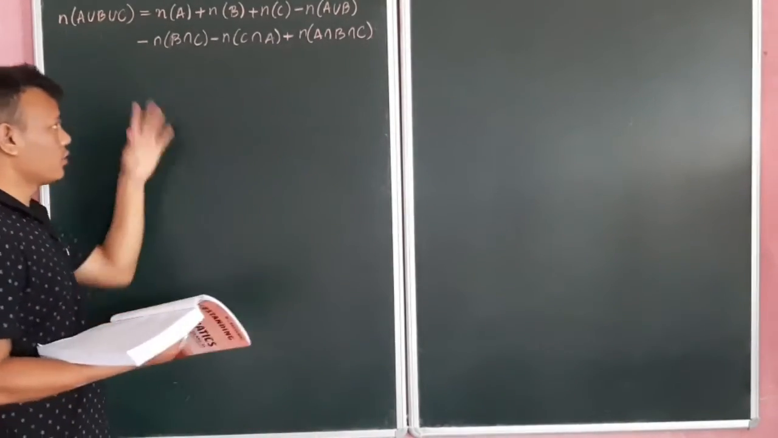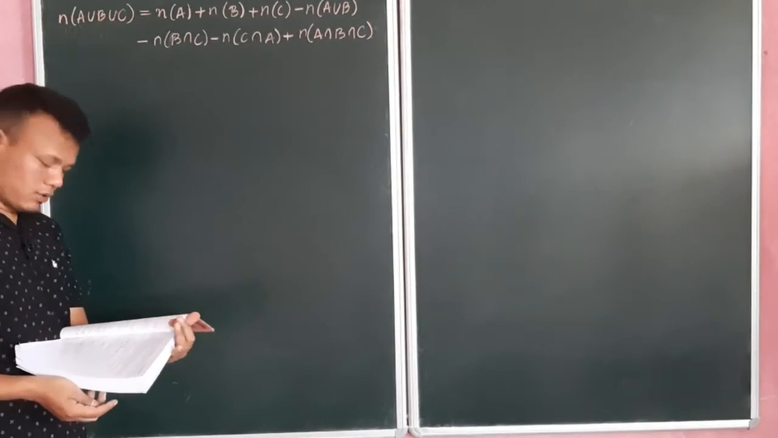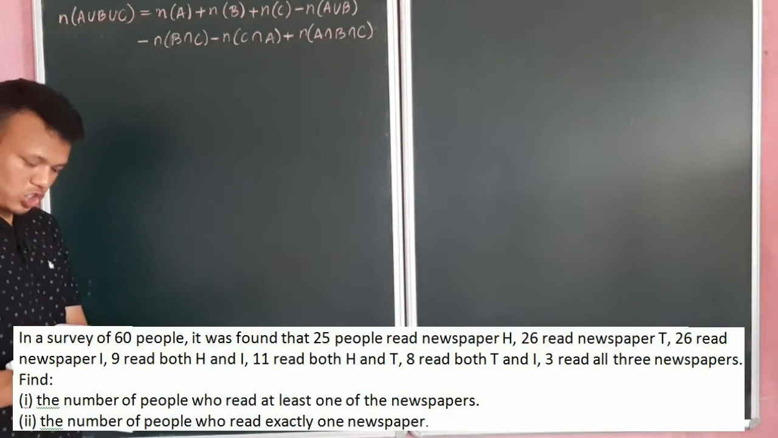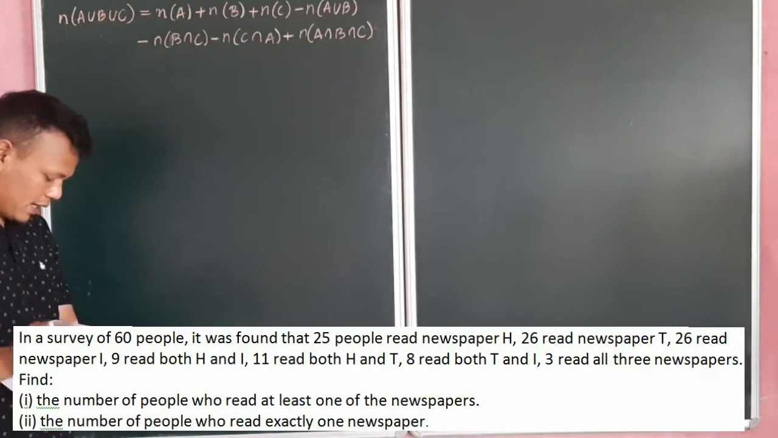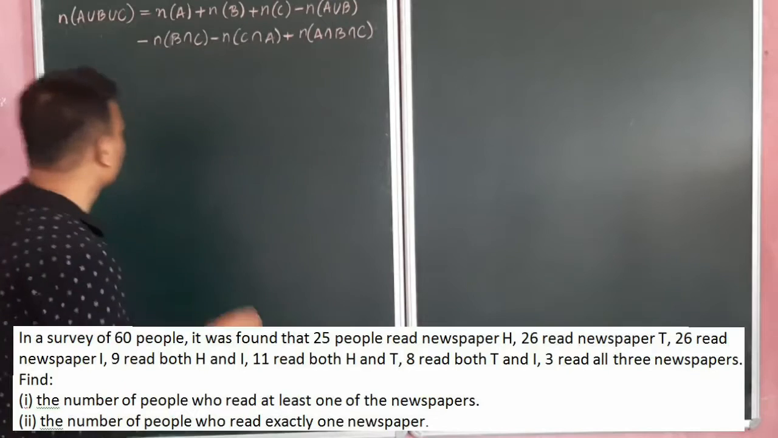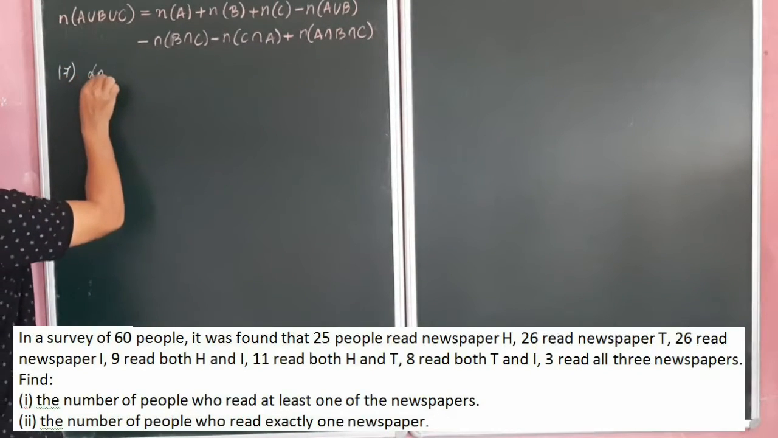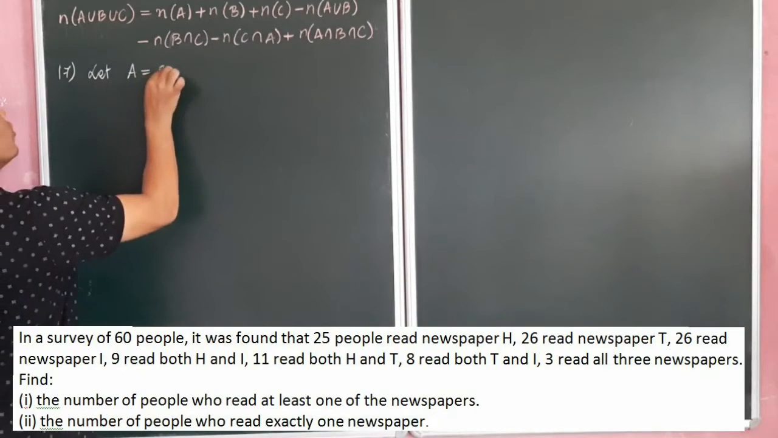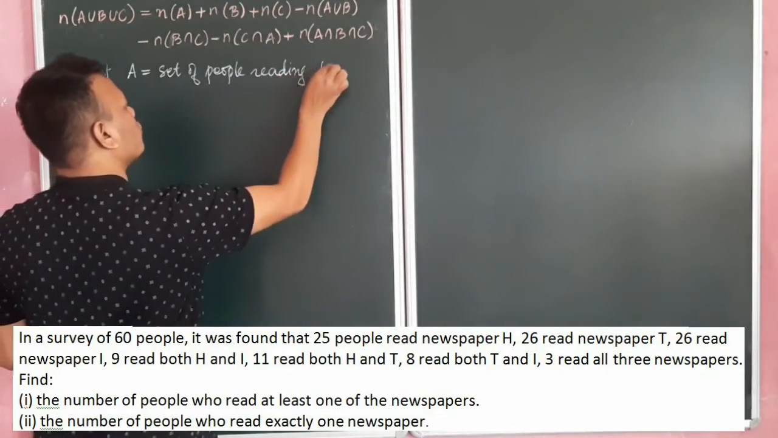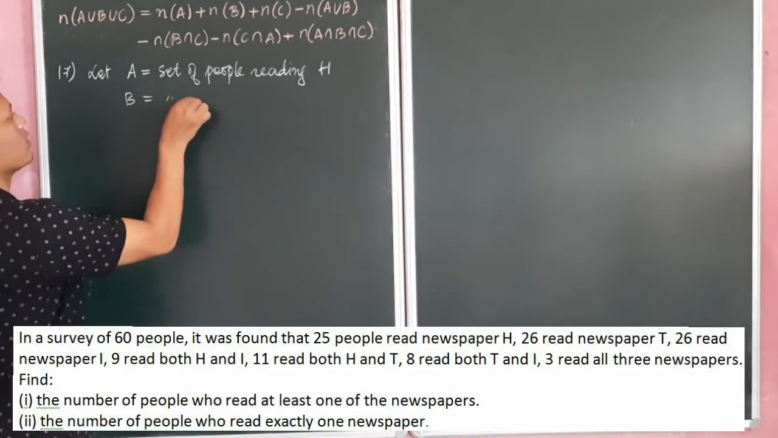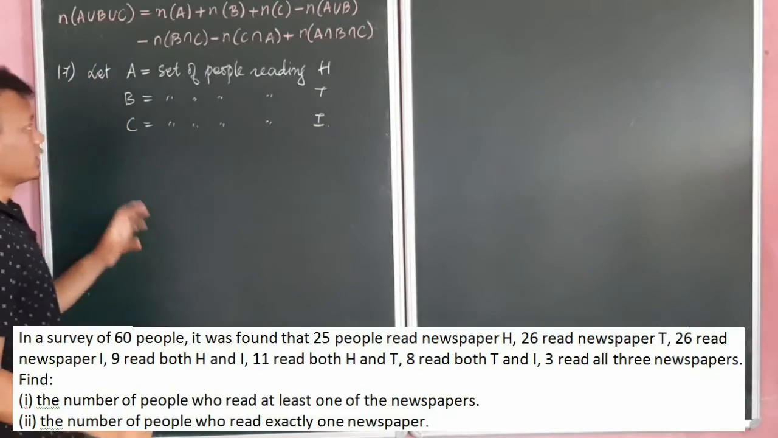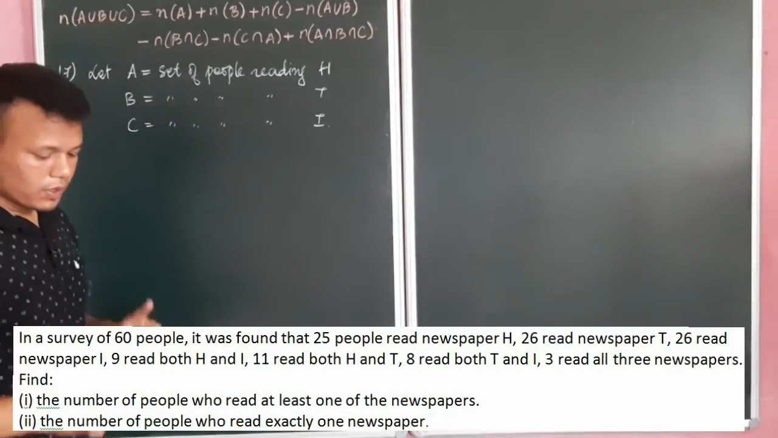So let me take the first question based on this, your question number 17. Okay, so let me read the question. In a survey of 60 people, it was found that 25 people read newspaper H, 26 read newspaper T and 26 read newspaper I. So basically there are three kinds of newspaper H, T and I. Alright, so let me form the set first. Let A be the set of people reading newspaper H, B and C the other two; these are the three categories I have made out of 60 people, isn't it?